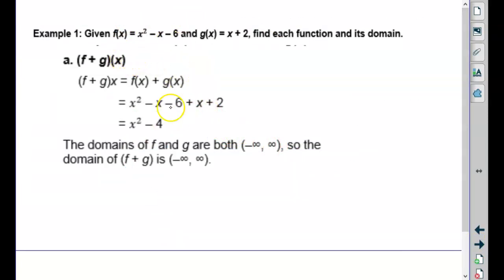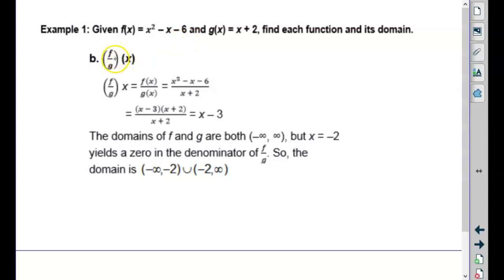All right, this is one I would put on a test or quiz. It just says add them together. So you would take this and add this. The like terms would combine. They wrote it out here. They showed you would add them. These would combine, and they ended up with x squared minus 4. You don't factor, you just leave it. It's a plain old polynomial. So does it have any domain restrictions? Nope, we're done. Domain is all real numbers.